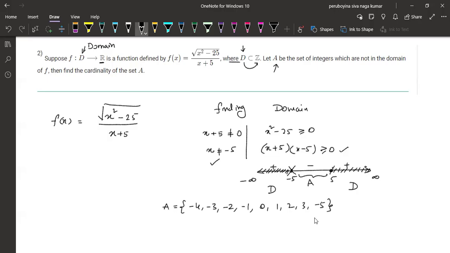So he is asking the cardinality of this set. So n of A will be 1, 2, 3, 4, 5, 6, 7, 8, 9 numbers in total. So the answer of this question is 9.